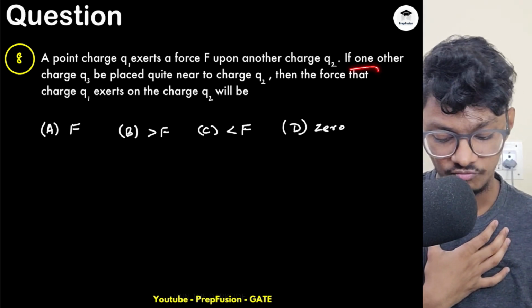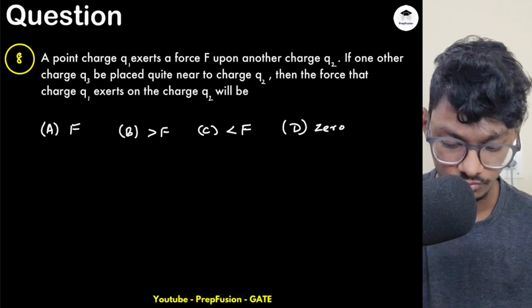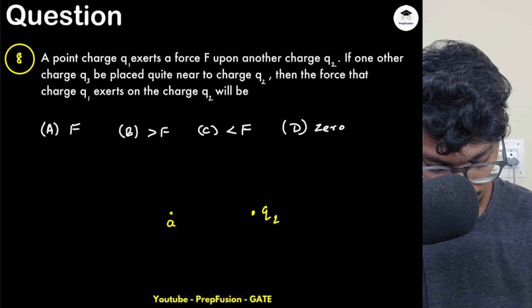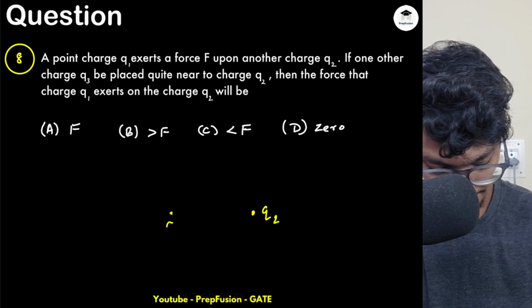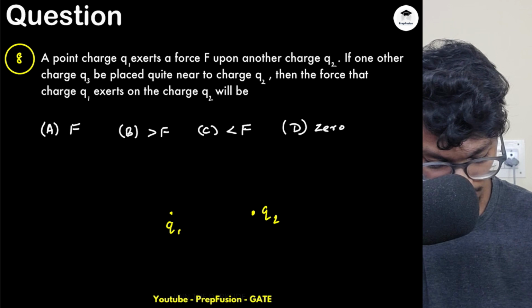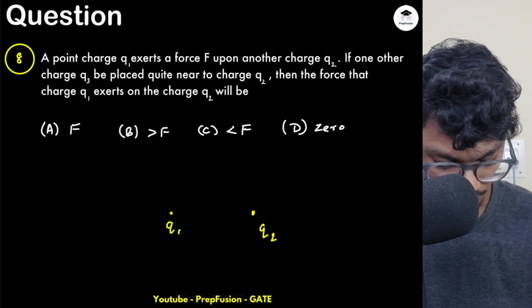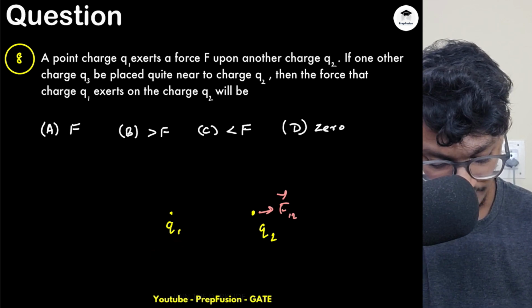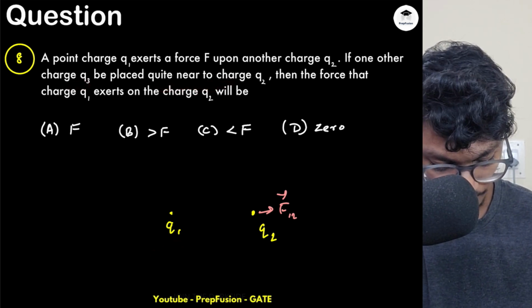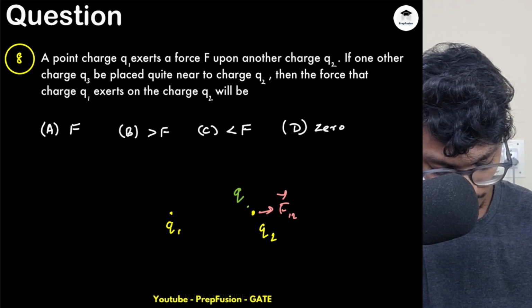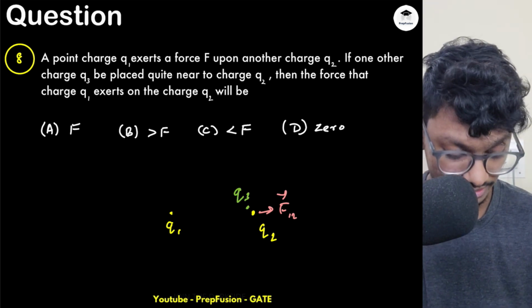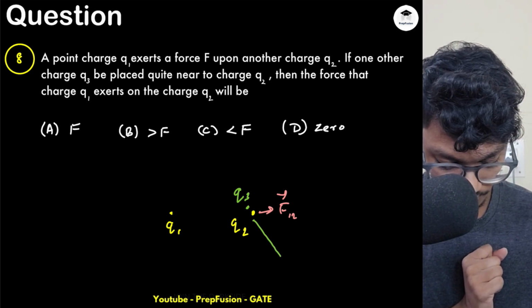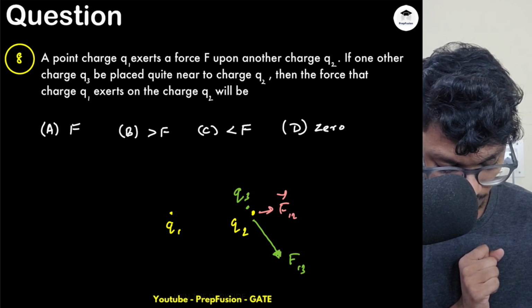It is not possible. If one other charge q3 is placed quite near q2, let's say I have charges q2 and q1, and q1 exerts a force. Let's assume both have the same sign, so it will exert a force f12 due to charge 1. Now I have another charge q3 placed very near q2. The distance between them is very small, so the force acting between q3 and q2 will be very high.